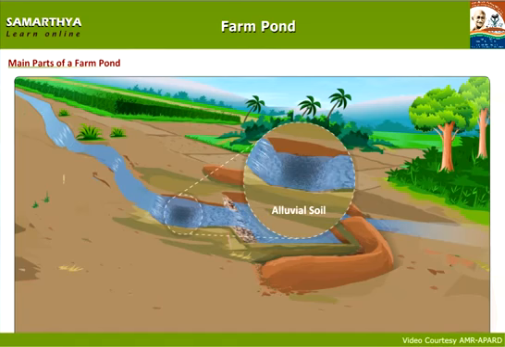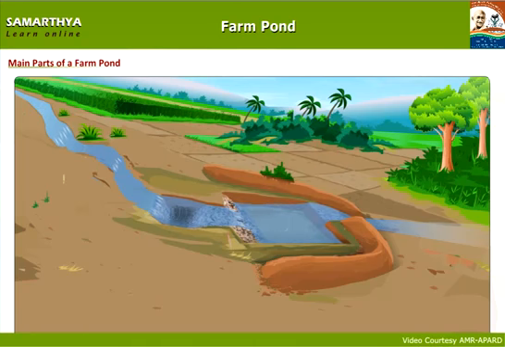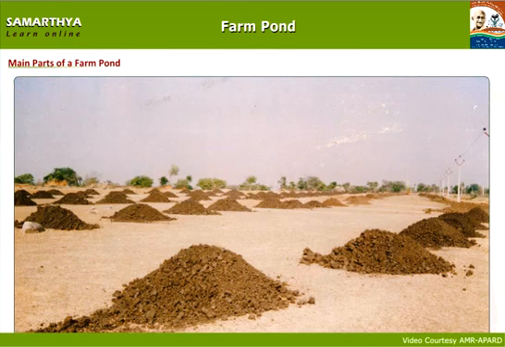The alluvial soil in the silt trap has to be regularly removed. If it is not done, then the alluvial soil enters the farm pond and reduces its water storage capacity. The fertile alluvial soil thus removed can be transported to the fields to increase the fertility of the agricultural land.